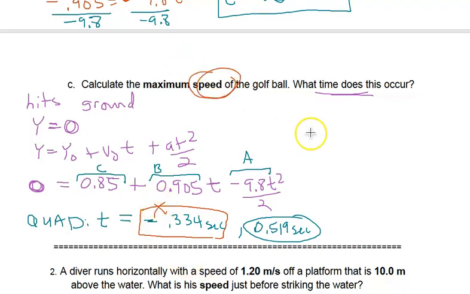Okay, so we want the speed, and speed is 3 steps. First of all, recognizing that Vx is constant, then calculating Vy.